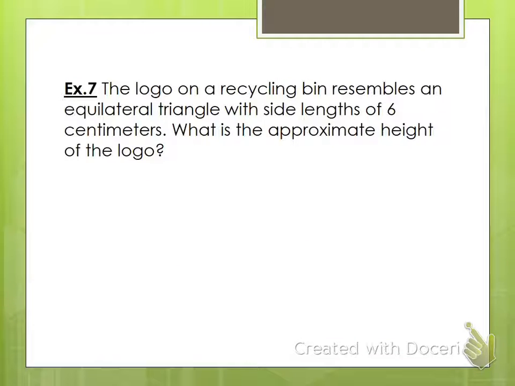The logo on a recycling bin resembles an equilateral triangle with side lengths of 6 centimeters. What is the approximate height of the logo? So we are going to use that little note we had earlier. It would be helpful to draw an equilateral triangle. It doesn't necessarily have to be perfect. Mine probably doesn't look totally equilateral, but I can say all of my side lengths are 6 centimeters. And then I know it is supposed to be equilateral.